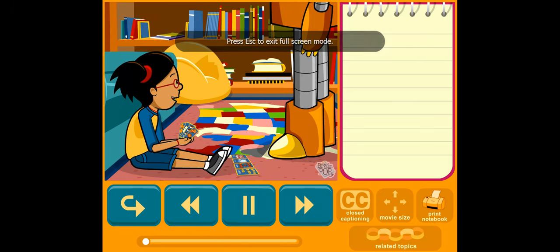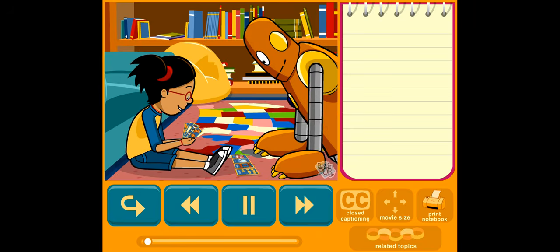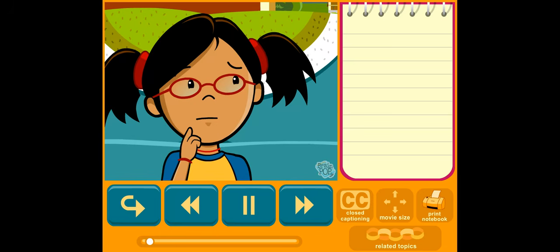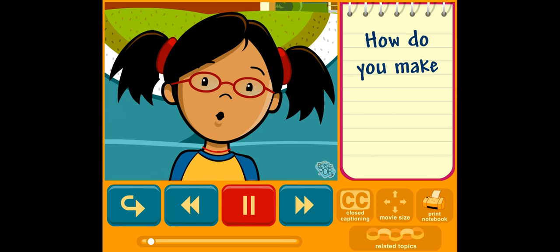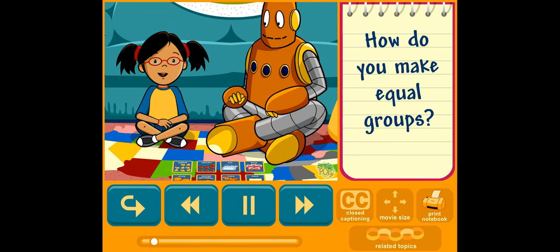Do you want to play a game with me? First, we have to divide these cards equally. How do you make equal groups? We have 8 cards. There are 2 players. How many cards do we each get?